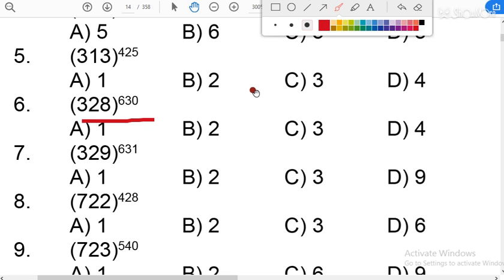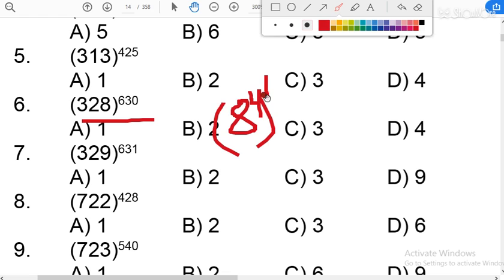Okay, so here students, 8 raised to the power 4 is giving me the unit place. 8 times 8 is 64, 64 times 8 is 512. So 8 raised to the power 4 is giving me the unit place 6. So I am writing here 8 raised to power 4.